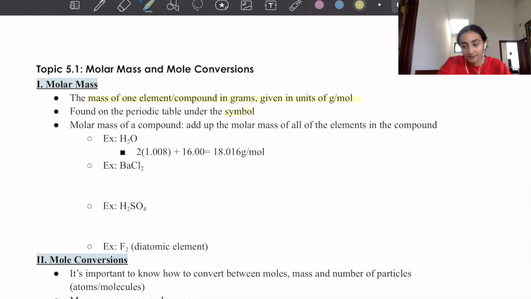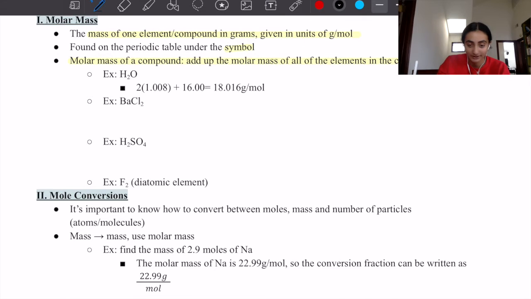Now, I said that molar mass can be found under the symbol on the periodic table. That is for when you're finding the molar mass of an element. Obviously, compounds are not on the periodic table, so to find the molar mass of a compound, you just take the molar masses of each of the elements in the compound multiplied by their respective subscripts, add them together, and that becomes the molar mass of the compound.